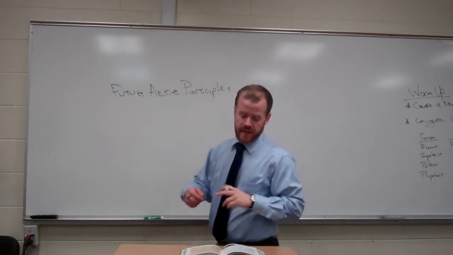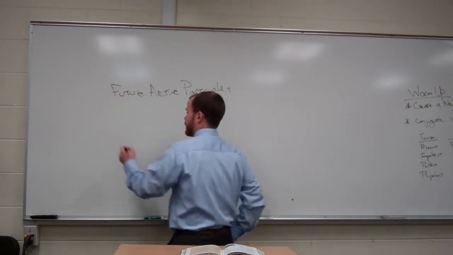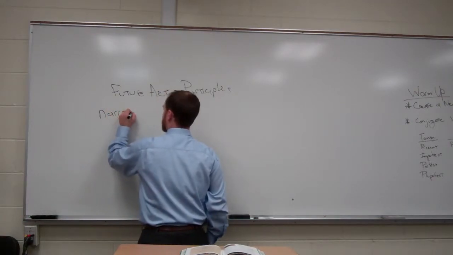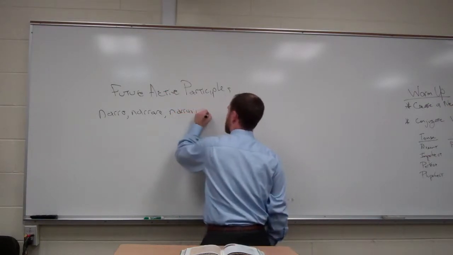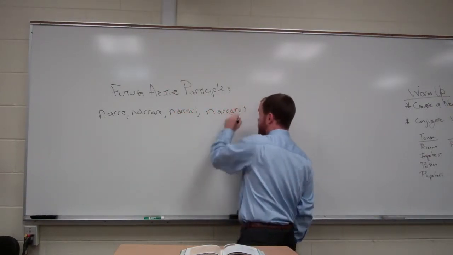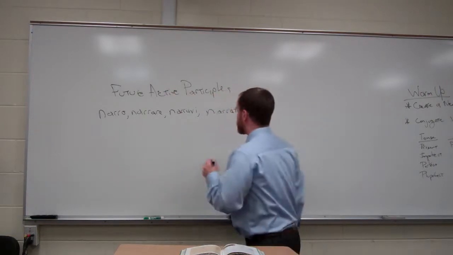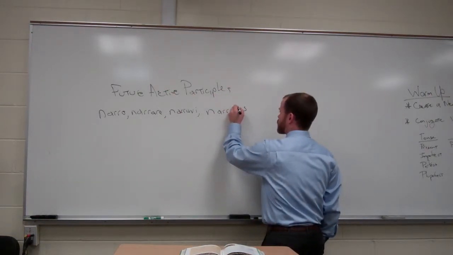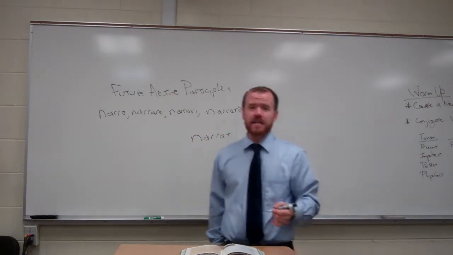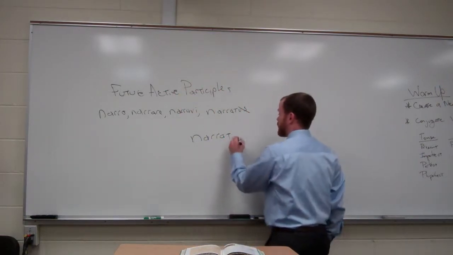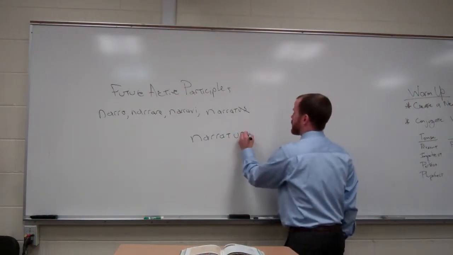Alright? So let's take a simple word, narro, to tell a story. Narro, narrare, narravi, narratus. Alright, so you're going to take that fourth principal part, and you're going to essentially chop off the US, and you end up with the stem of narat, and then you're going to add the future active participle ending, or indicator, UR, and then add back on the US.